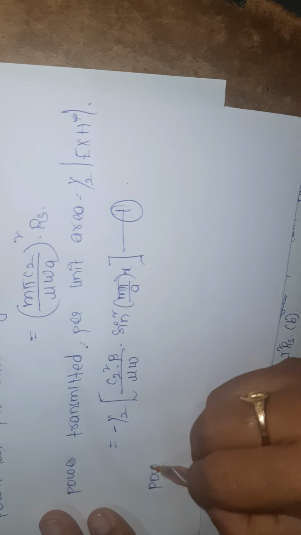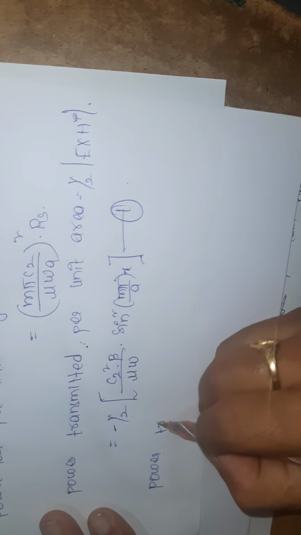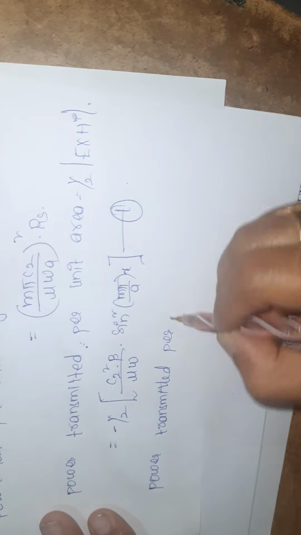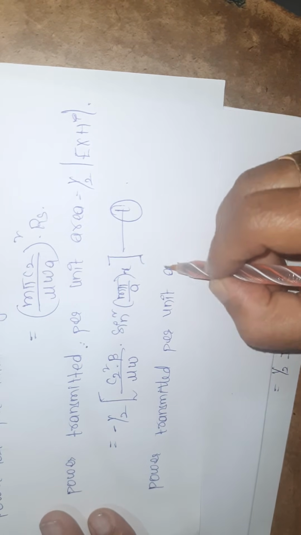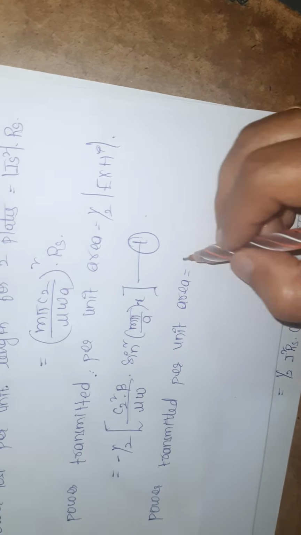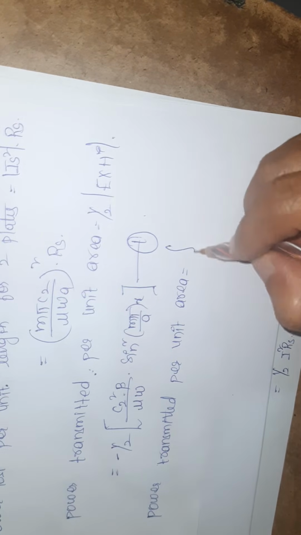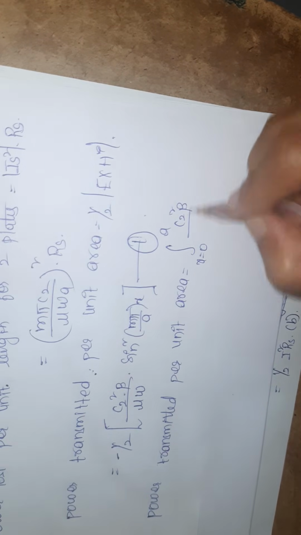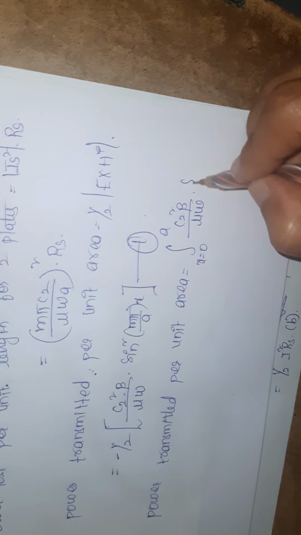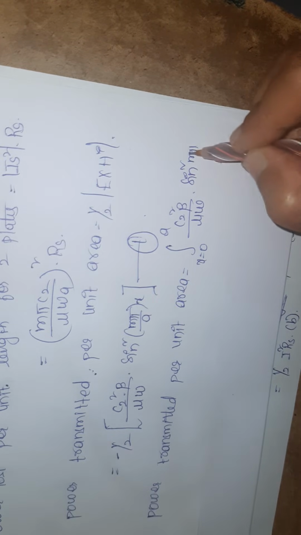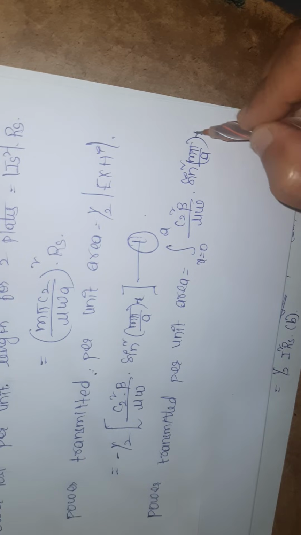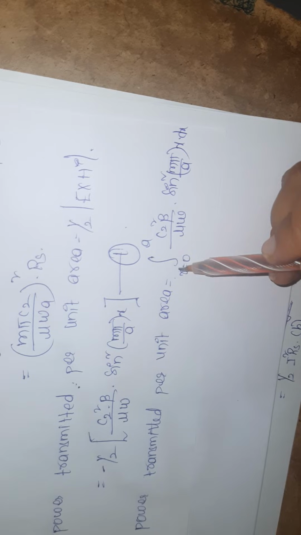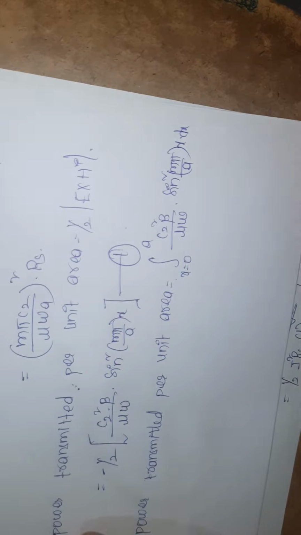Now power transmitted per unit area. So it is nothing but integration from x is equal 0 to a C2 square beta by mu omega sine square m pi by a into x into dx. Here why are we considering this integration?